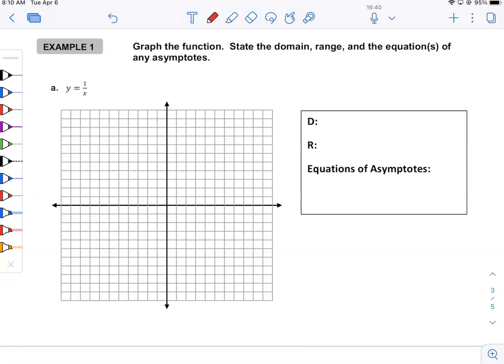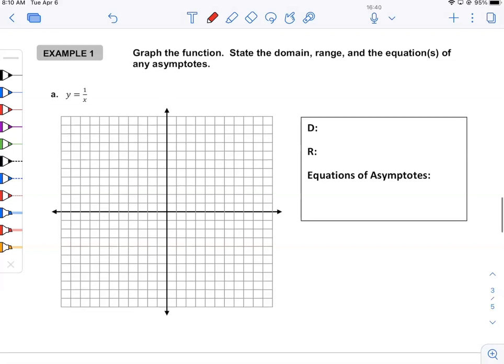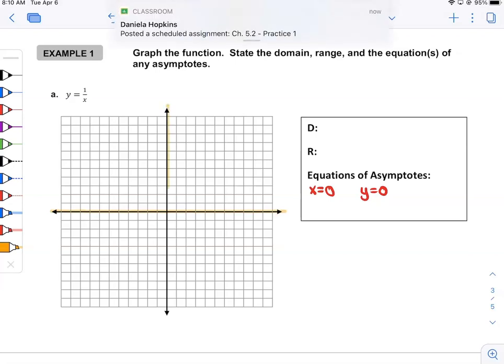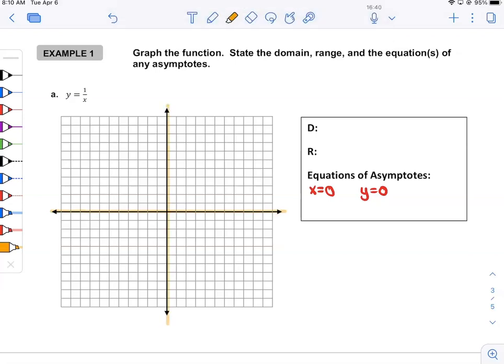But what you should always start with is your asymptotes. So this is just 1 over x. So if it's 1 over x or a number over x, your asymptote is going to be at x equals 0 and at y equals 0. So basically your x and y axis. So I'm going to start by graphing those. And remember, an asymptote means that your graph can never cross those points.